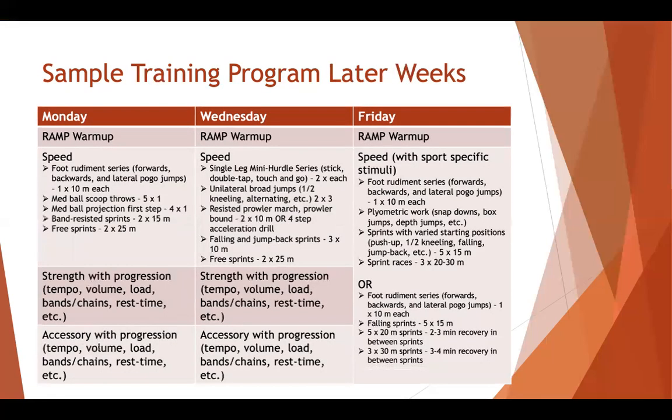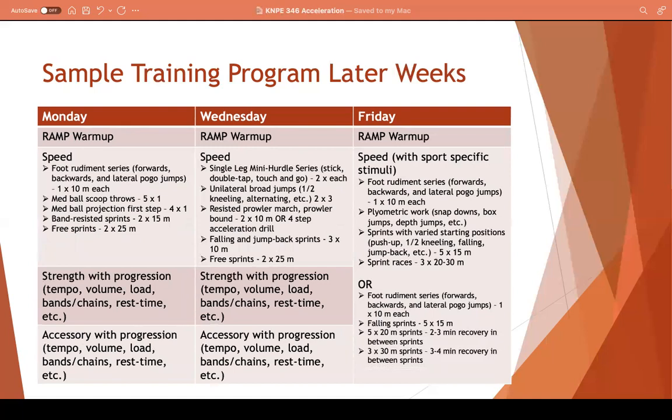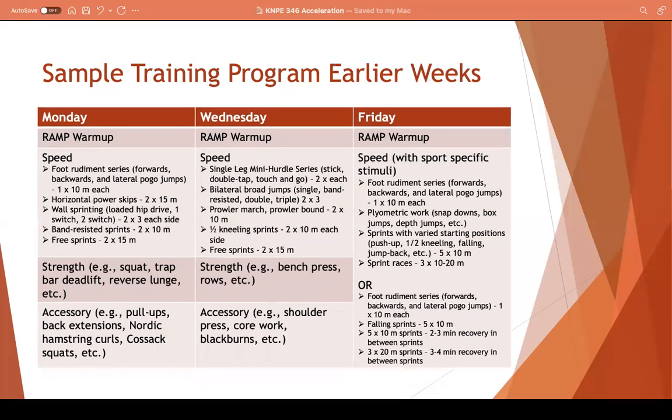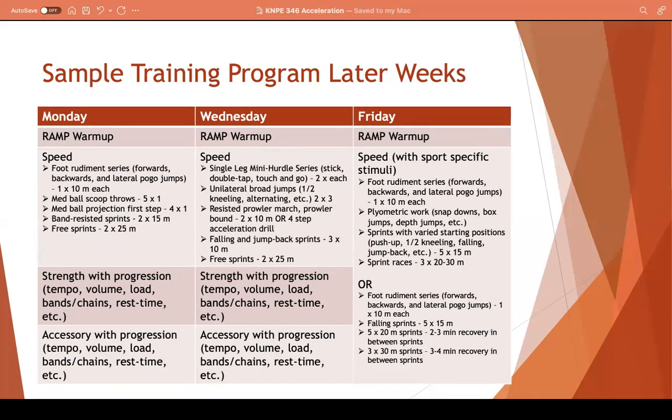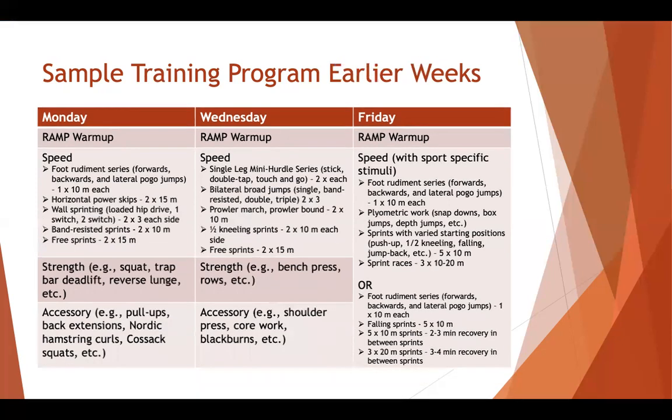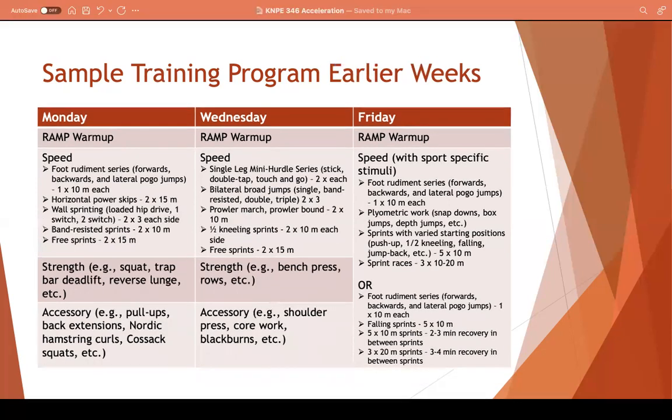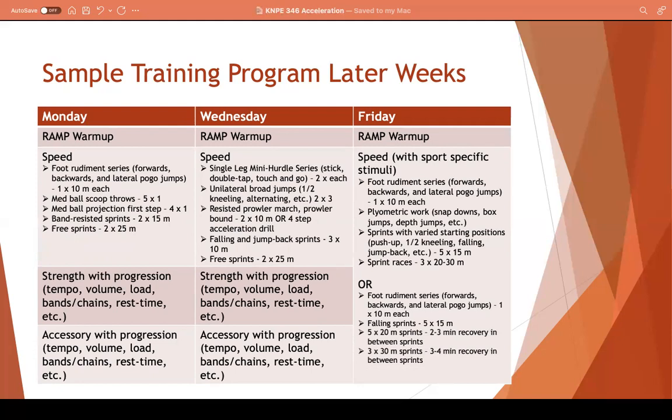In later weeks, the workouts are progressed, with more complex and intensive transfer and technique exercises replacing the earlier ones to continue to introduce demands on the athletes. For example, the horizontal power skips and wall sprinting are replaced by med ball scoop throws and med ball protection step. In addition, half kneeling sprints or bilateral broad jumps are progressed to unilateral broad jumps and falling or jump back sprints. In addition, the free sprints and many of the other sprints are progressed to be longer distances or more sets.